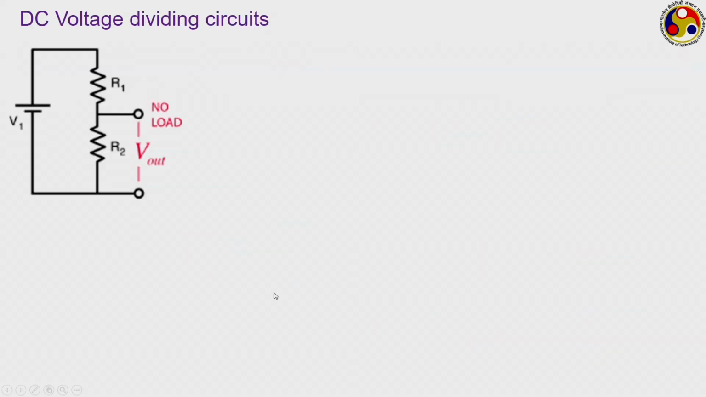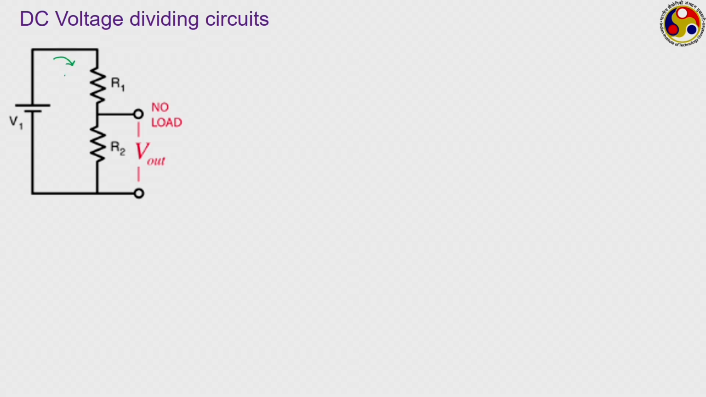Now, let us move to another circuit, which is known as the DC voltage dividing circuit. The voltage dividing circuit is nothing but converting or scaling the output to a form as per our requirement. Just look at the circuit that is shown here. Here we have a voltage source V1 and there are two resistances connected in series, R1 and R2. If the voltage across R2 is given as V out, then we have to calculate the relation between this V out and V1.